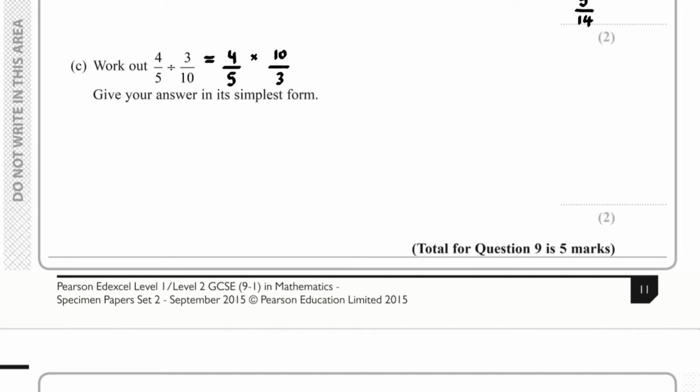over 3. And this 5 cancels with this 10 twice. So what we are left with is the fraction 4 times 2, which is 8. And then we've got the 3 on the bottom. We've got 8/3. So we have 8 over 3.